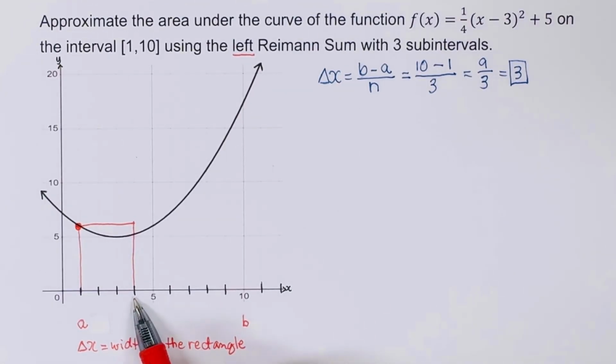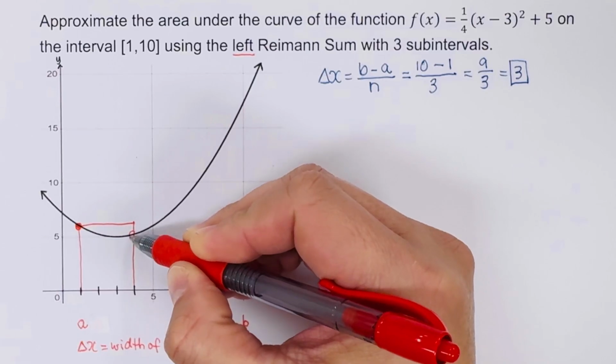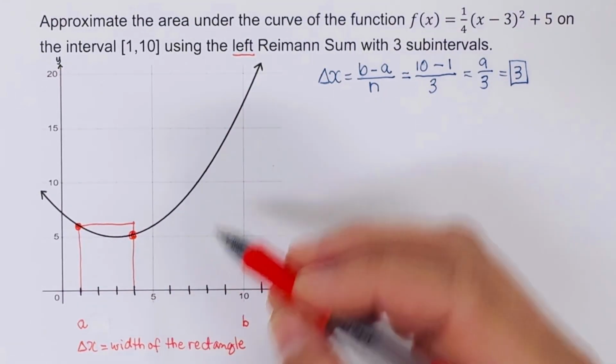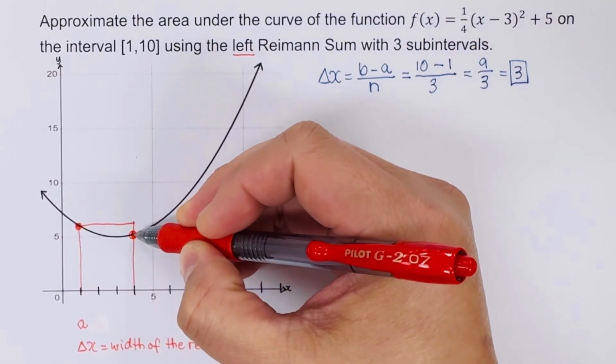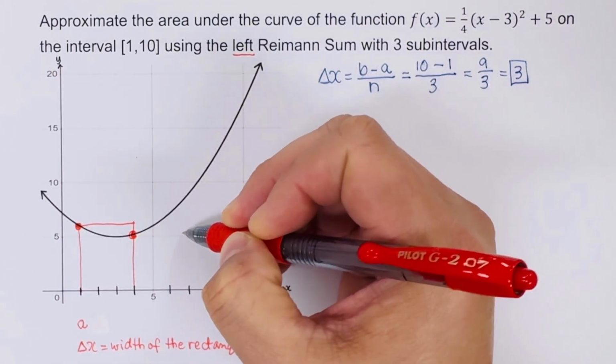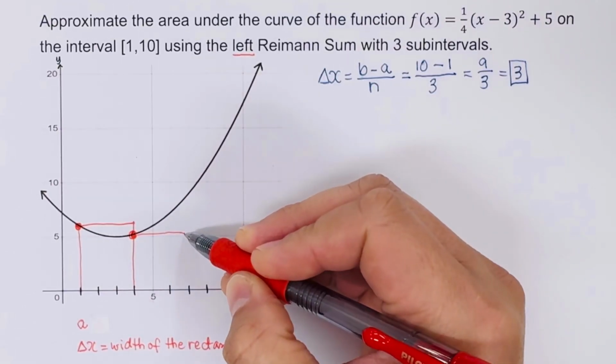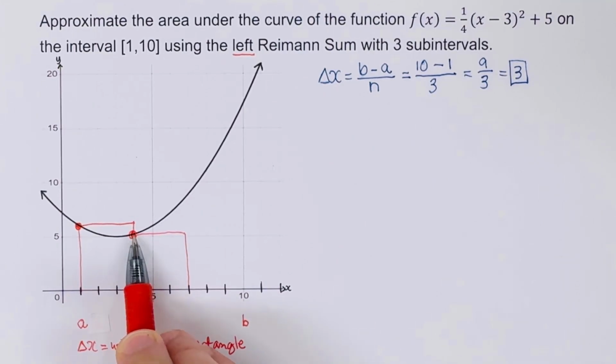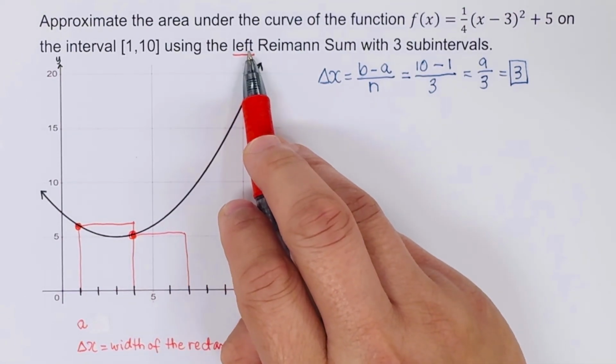Then we draw the second rectangle. It's going to start from here, so this is where we're going to start. That's the left side. And then we count 1, 2, 3, so it's going to go all the way here. So we can draw the second rectangle. Again, if you notice, the left side of this second rectangle is touching the graph because it's the left Riemann sum.